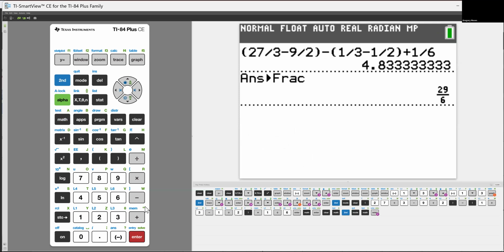29/6. I don't know. I think textbooks like fractions because in a sense they're more exact. You don't have rounding error, but also I think in most real world contexts, 4.8 is a lot easier for most people to parse than 29/6.